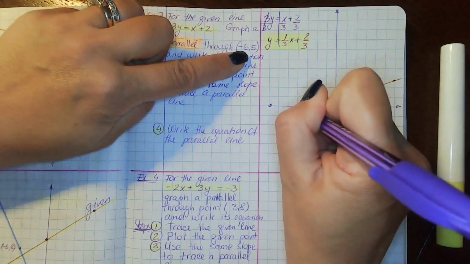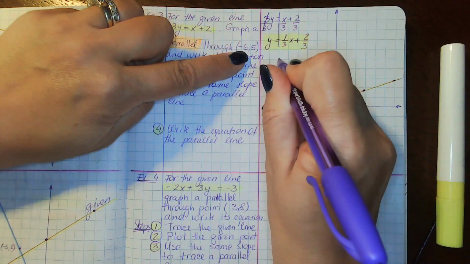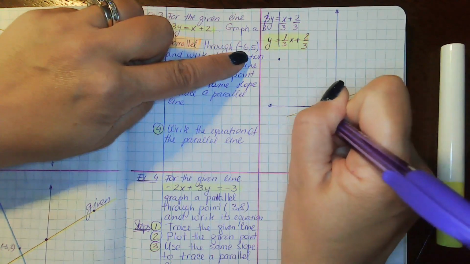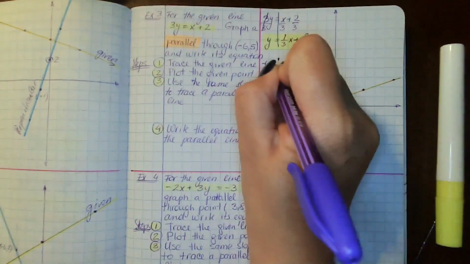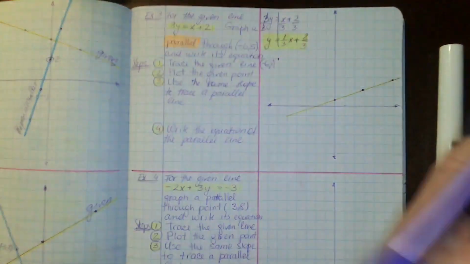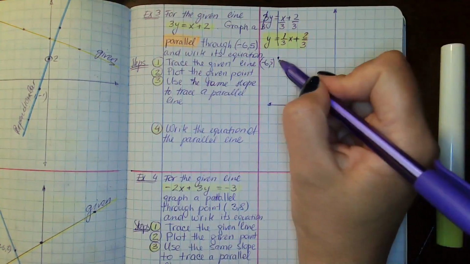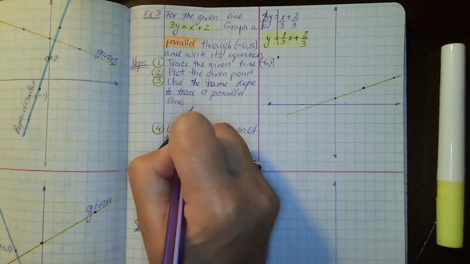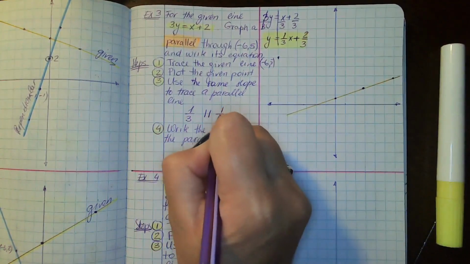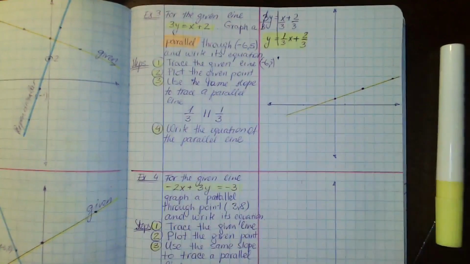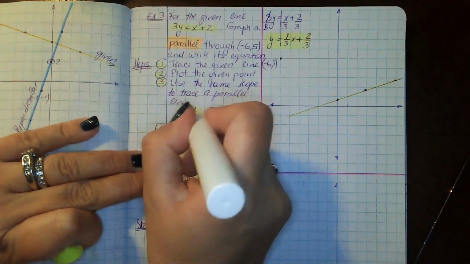1, 2, 3, 4, 5, 6. 1, 2, 3, 4, 5. Right here. Double check. -6, 5. So I have to use this point and I have to make sure that I trace a parallel. What do? Parallel lines have the same exact slope. So use the same slope to trace a parallel line.